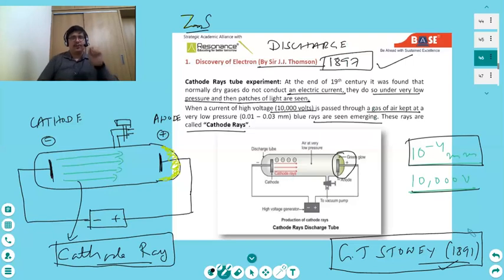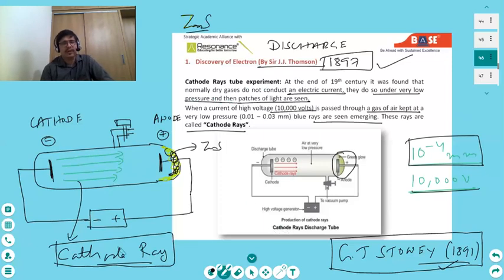Got it? So at extremely low pressure and high voltage, when current is passed, cathode rays start moving from cathode to anode, and when they hit the zinc sulfide screen, this is the ZnS screen, it produces a glow there. Have you seen fireflies? They have chemiluminescence inside, producing color like that. So you can relate to what fluorescence means: giving out light.